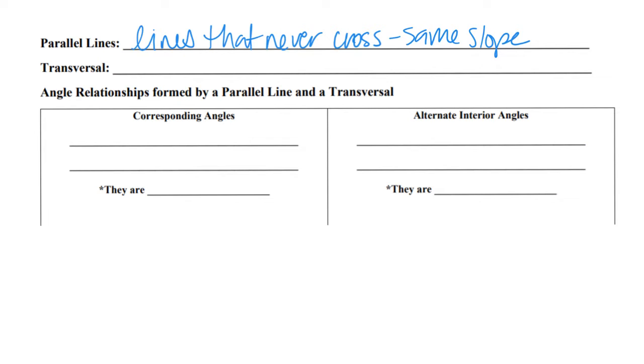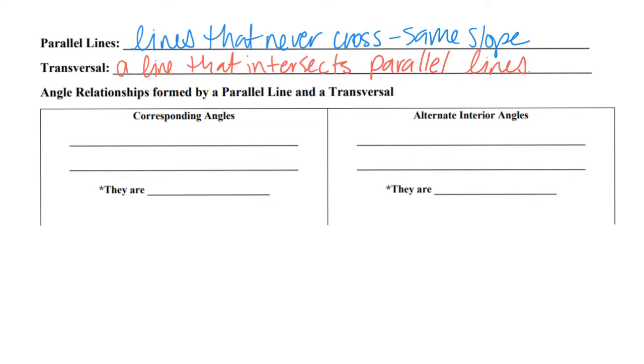A transversal is actually a line that intersects parallel lines. Oh, that only has one L on it. Good gracious, I'm struggling today. So now that we have those two definitions, we're going to look at the actual things that are formed by them.